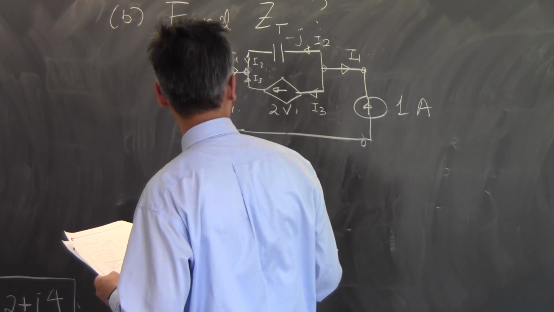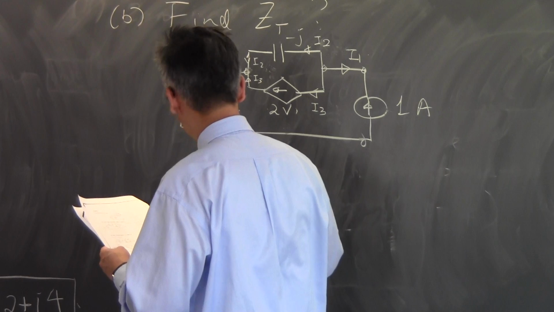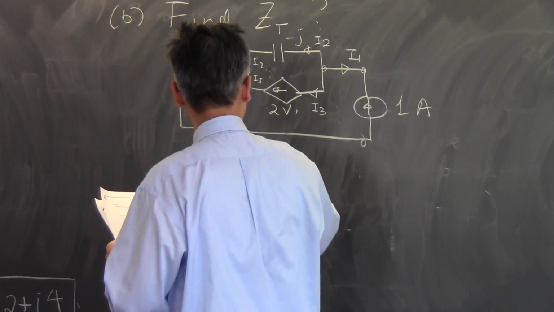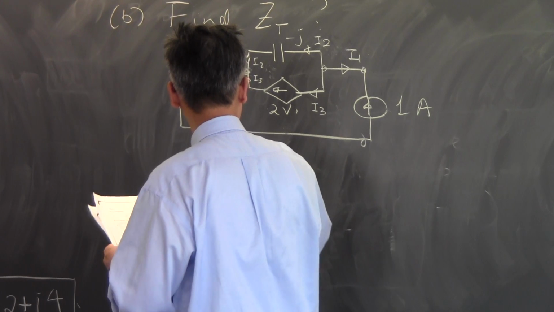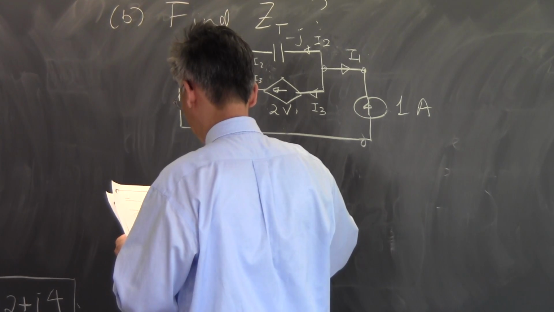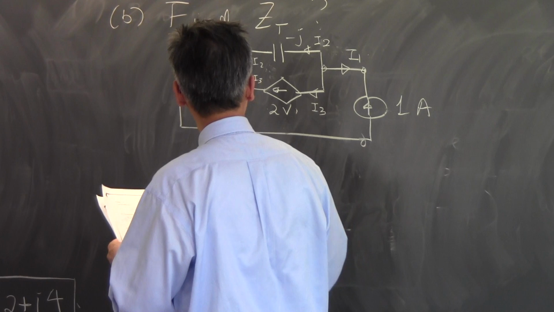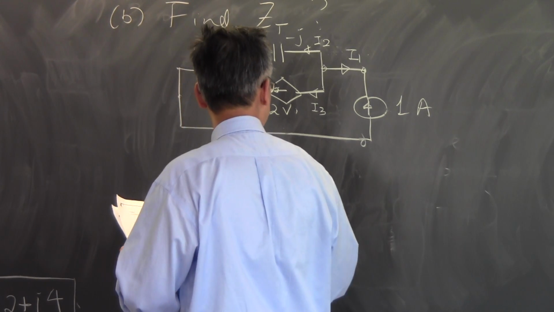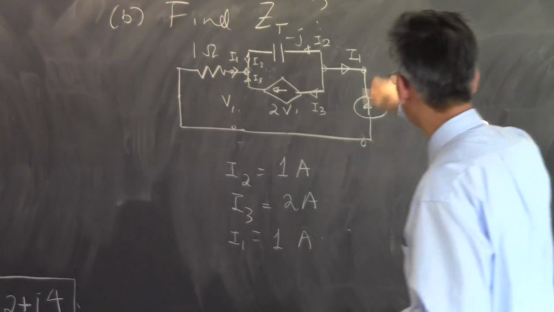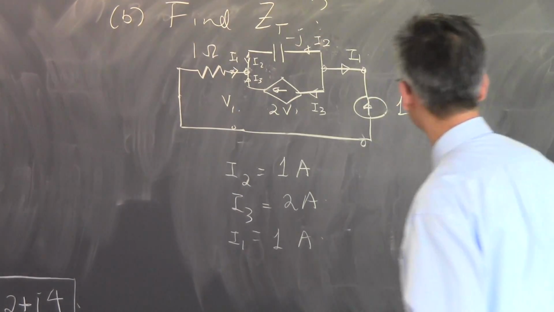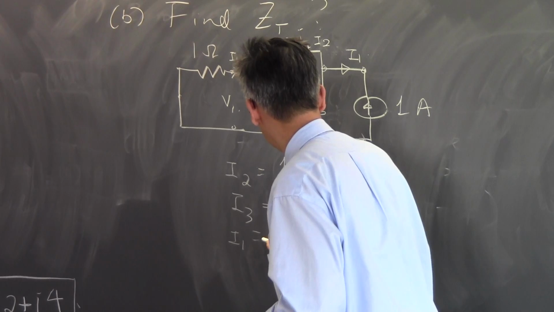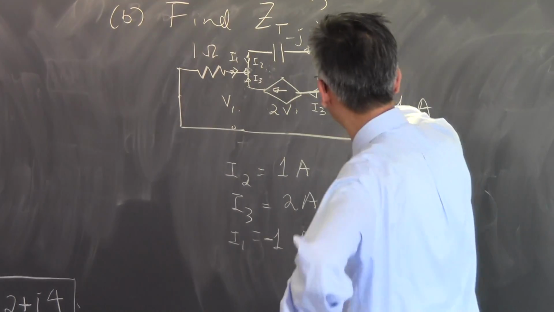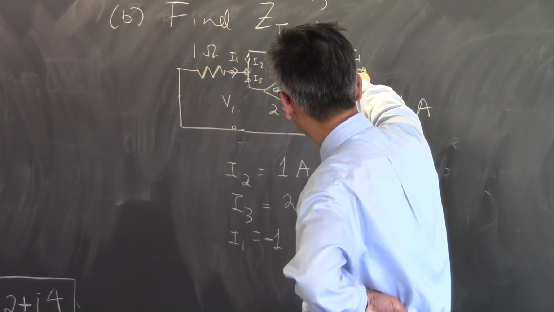Maybe I just tell you the answer. The answer is that I2 is equal to 1 amp. Okay, I3 is equal to 2 amps. And then I1 should be equal to 1 amp, because I'm driving this thing with I1 is equal to minus 1 amp. Okay, if you plug this in, you find that Kirchhoff current law is satisfied here.